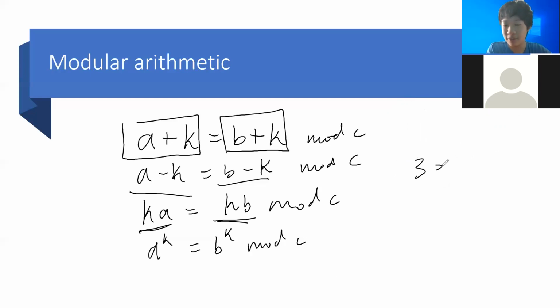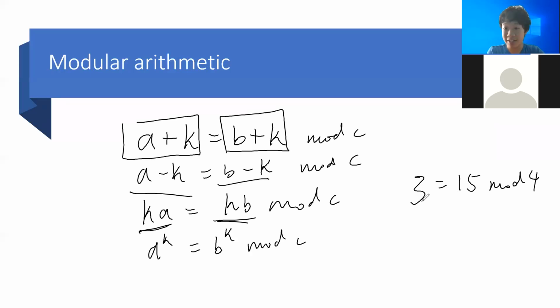We have 3 equals 8 mod 5. Let's say that's not a good example. I have a good example here. Yeah, 3 equals 15 mod 4. All right. So actually, that's not right either. 15 mod 4 is actually going to be, it is 3, okay? So 3 equals 15 mod 4.